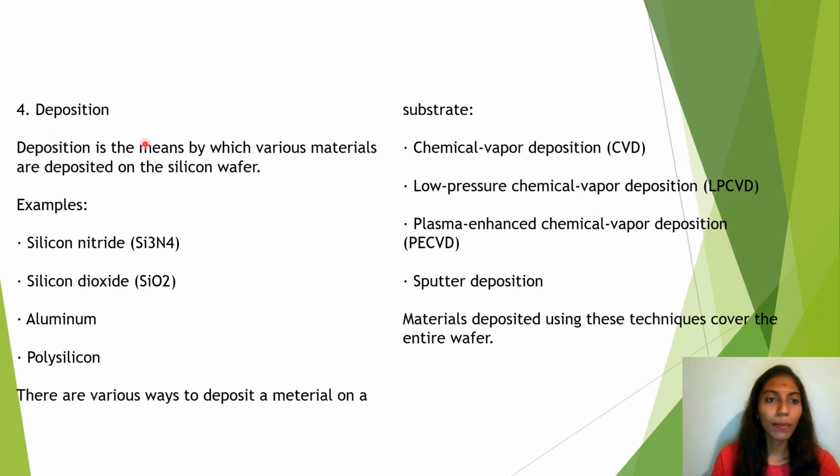And the fourth step is deposition. Deposition is the means by which various materials are deposited on a silicon wafer or a substrate. The examples are silicon nitride, silicon dioxide, aluminium, and polysilicon. There are various ways to deposit a material on a substrate. These are the ways of deposition: chemical vapor deposition, low pressure chemical vapor deposition, plasma enhanced chemical vapor deposition, and sputter deposition.